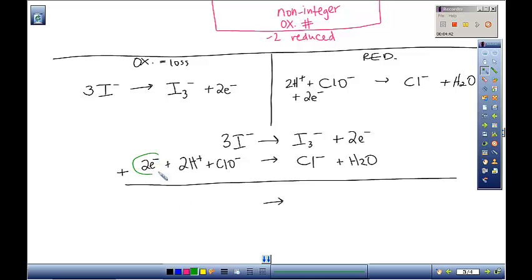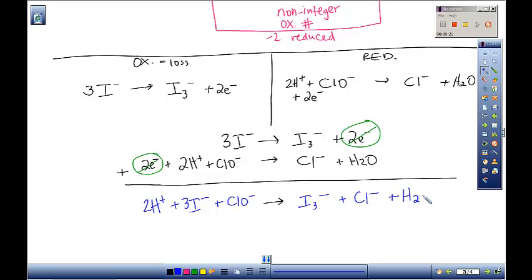Here I have 2 electrons and 2 electrons, so those will cancel out. If they did not cancel out fully, you'd have to take everything in one particular reaction times an integer like 2, 3, or 4 to get it to be the same number of electrons. So they cancel out here, nothing else simplifies, so what's left over is what you'll keep. 2 hydrogens, 3 iodide, and 1 hypochlorite. And here's what we have on the right-hand side.